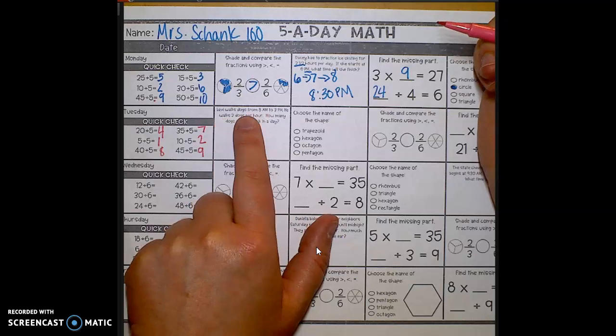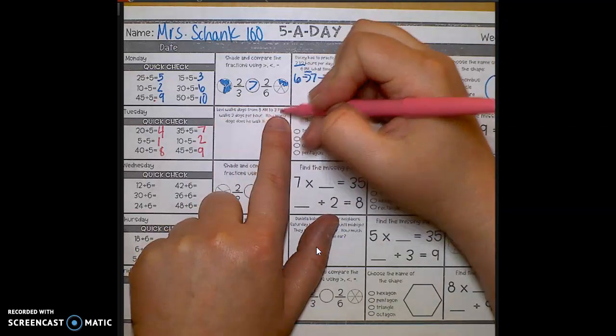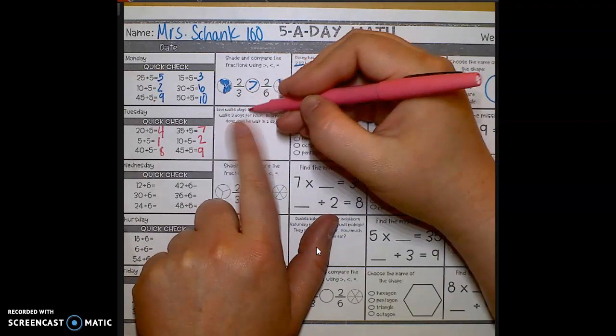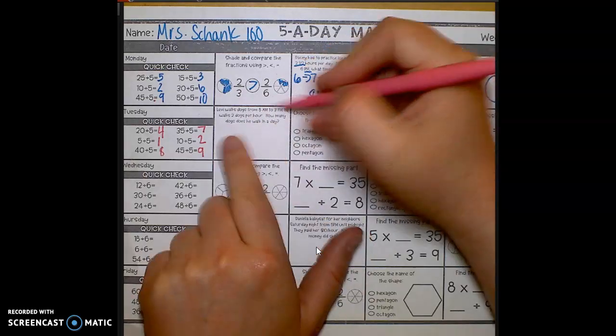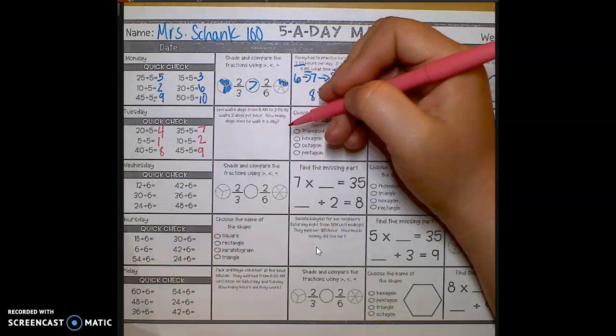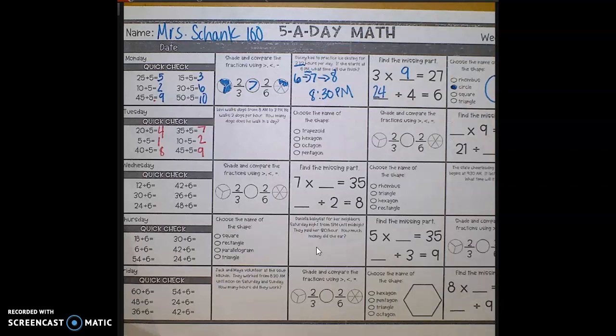Levi walks dogs from 8 a.m. to 3 p.m. He walks 2 dogs per hour. How many dogs will he walk in a day? So if he's doing 2 dogs per hour, we need to know first of all how many hours he is walking dogs a day.